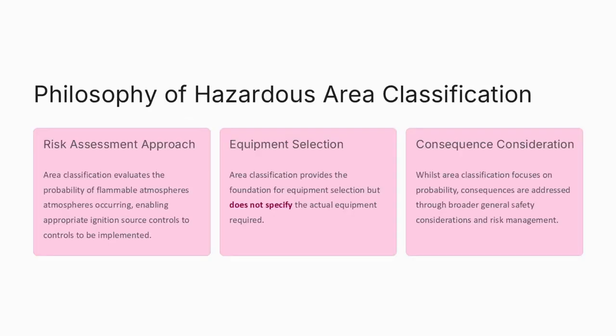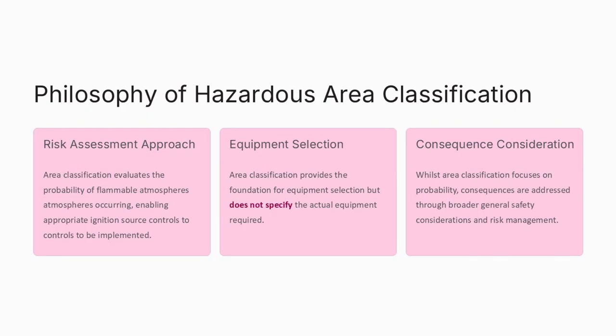Area classification assesses the probability of flammable atmospheres occurring. It doesn't tell you how violent the explosion will be. It doesn't tell you how easy it is to ignite the products. It just tells you the probability that flammable atmospheres could occur.